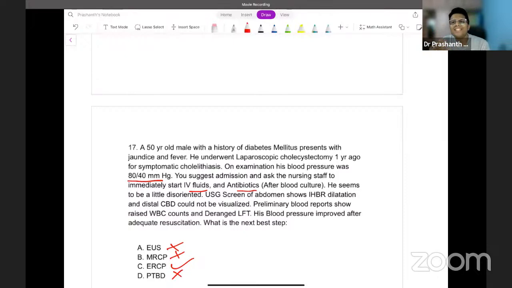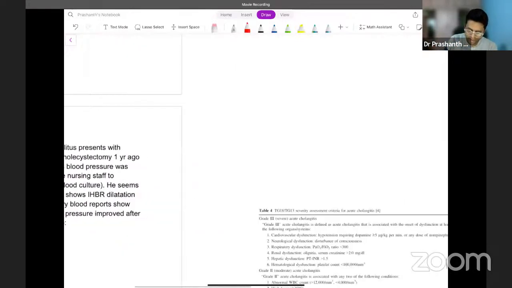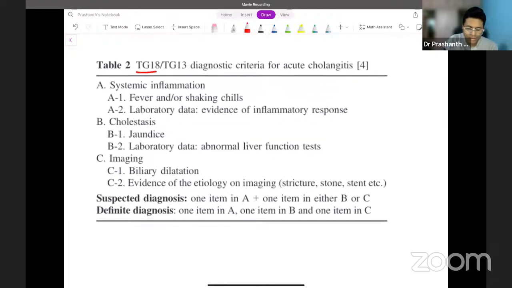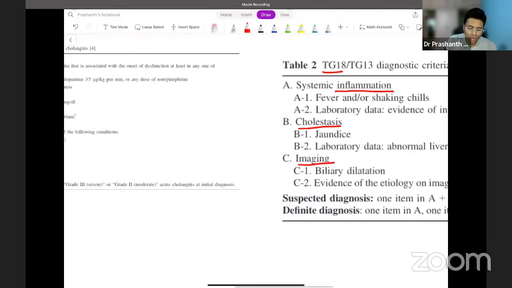So apart from these two, also know the Tokyo guidelines, which help you in diagnosing a patient with cholangitis, then grading them into different types, and then triaging the patient for EUS. So what I would want you guys to know is the Tokyo 2018 guidelines for acute cholangitis, which has three things you should know. One is inflammation, one is cholestasis, and imaging based data. Using these three with two subtypes for each, they diagnose the cholangitis.